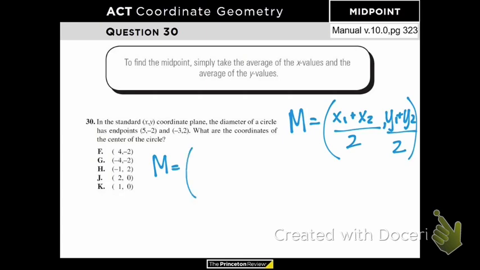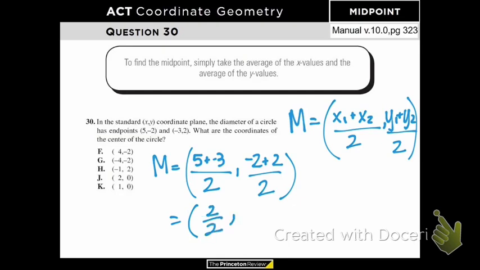So I'm going to add my x's together to start, so 5 plus that -3, and then average, so divide by 2. Then add my y's together, divide by 2. So this gives me 2 over 2, and then 0 over 2. So my midpoint is 1, 0.